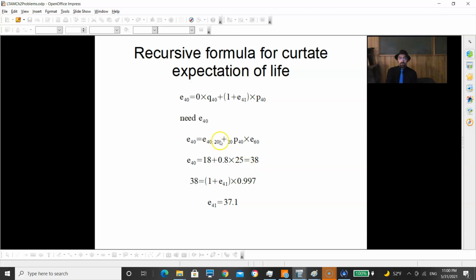Fortunately, we have the recursive formula for that. e40 equals e_{40:20} plus 20p40 times e60. We crunch the numbers, we get e40 is 38. Plug that back into this formula up here, and algebra happens, we get e41 is 37.1. So this problem relied on the two recursive formulas, the single-year recursion and the multi-year recursion.